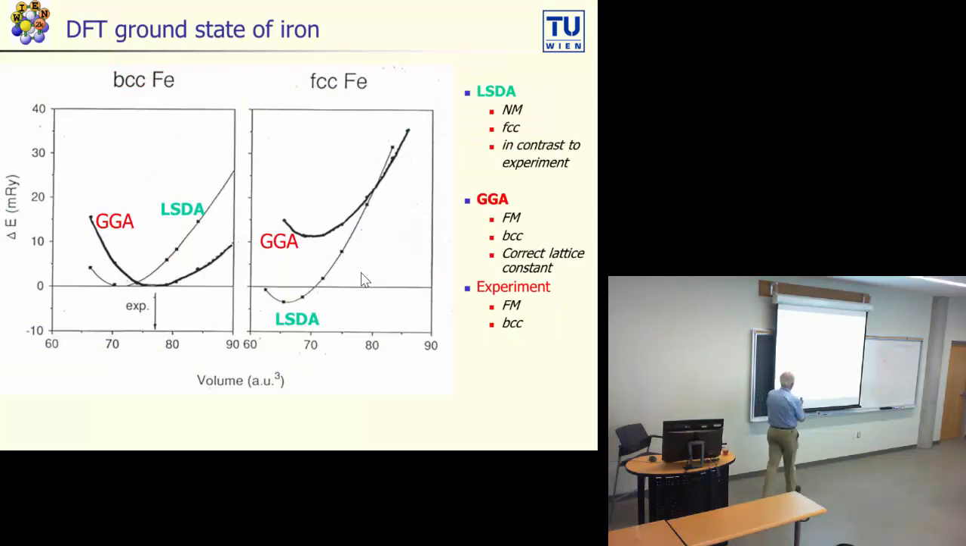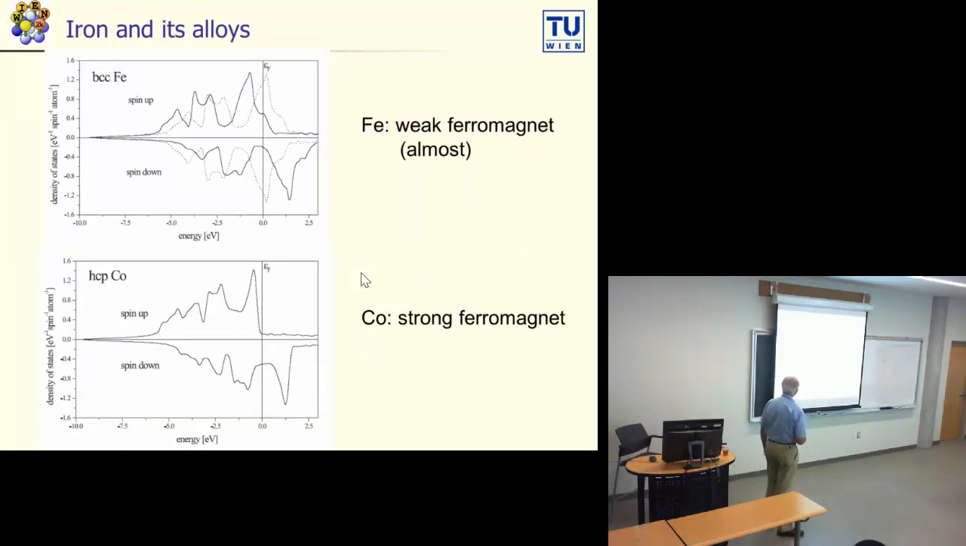I remind you on this graph that it could be crucial whether you have a magnetic solution, yes or no, depending on the functional. So LDA would give you the wrong result, and GGA will give you the right result in this particular case. So the functional can be important.